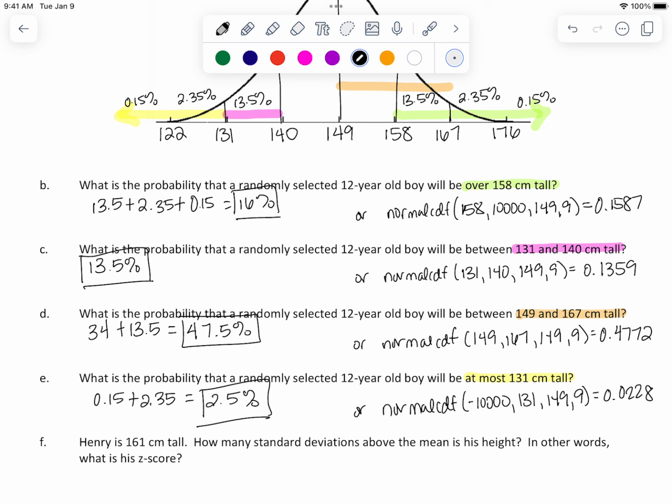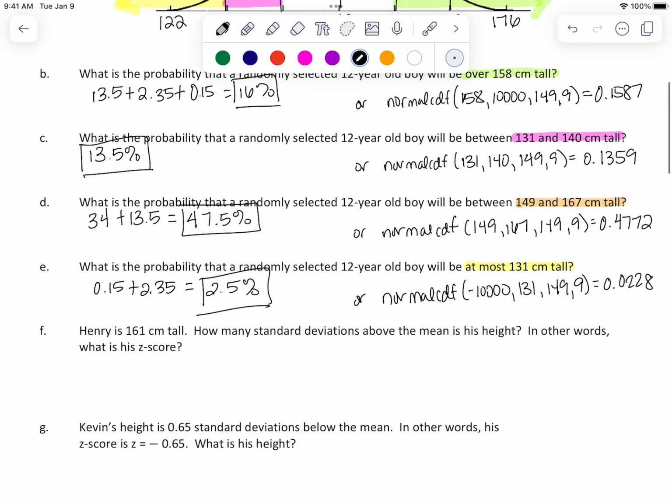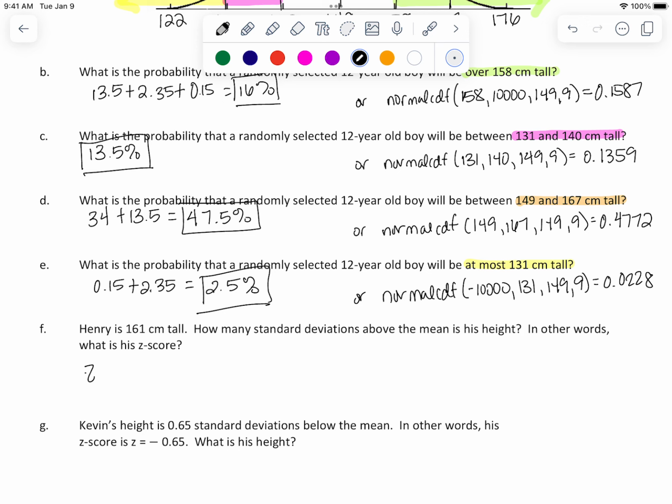Letter F. Henry is 161 centimeters tall. How many standard deviations above the mean is his height? In other words, what is his z-score? So we use the z-score formula. Z equals x minus mu over sigma. So z equals 161 minus 149 divided by 9. And this comes out to 1.33. So in other words, z is 1.33.